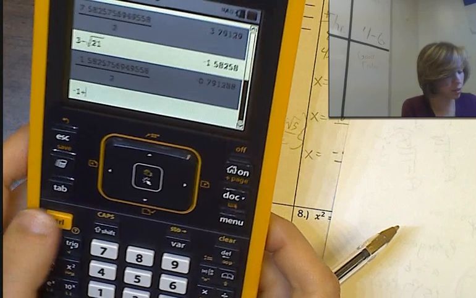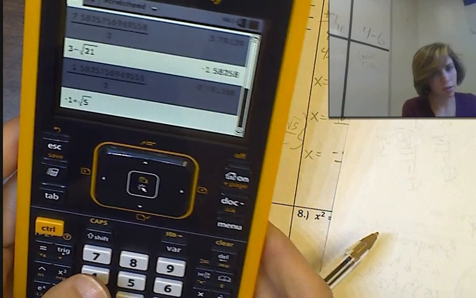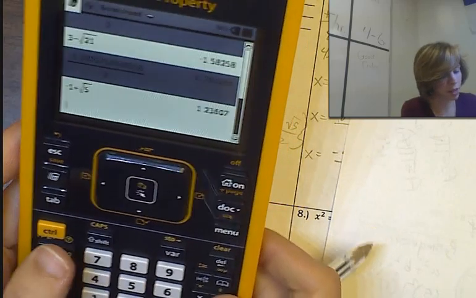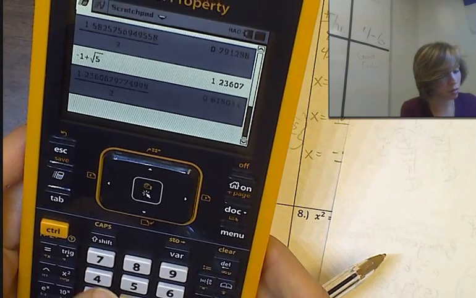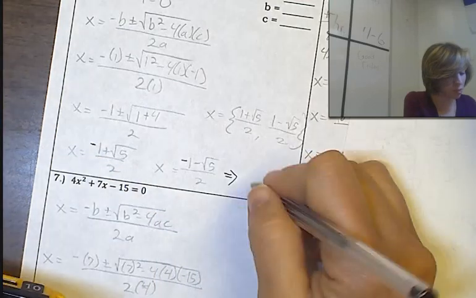So negative 1 plus square root of 5. That gives me that number. I'm going to divide that by 2. That's 0.61. So one of your decimals would have been 0.61.